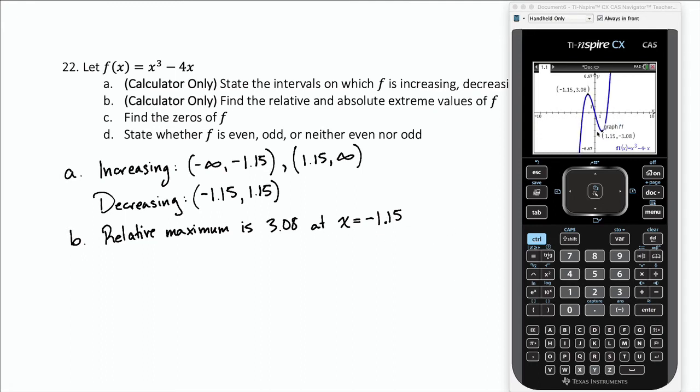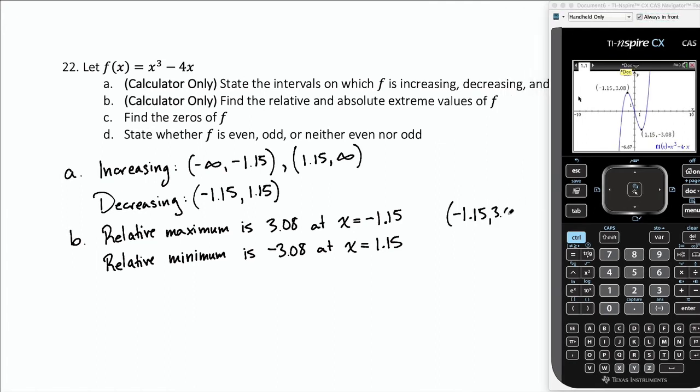This point down here, we've got a minimum, and it's not the lowest point of the whole graph because we've got lower points over here, so it's just a relative minimum. And that minimum is, well, the y value is negative 3.08. And that occurs at the x value 1.15. Okay. So those are our relative maximum and minimum values. If you just want to state the points, you can just say the relative maximum point, of course, is negative 1.15, comma 3.08, and the relative minimum point is 1.15, comma negative 3.08.